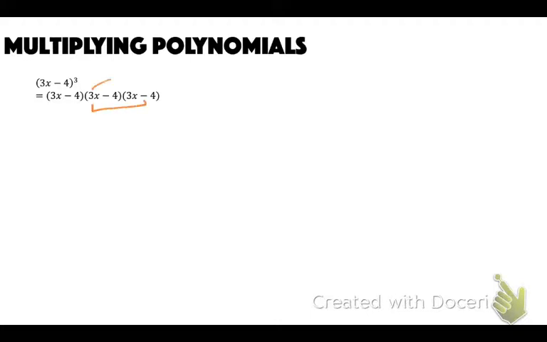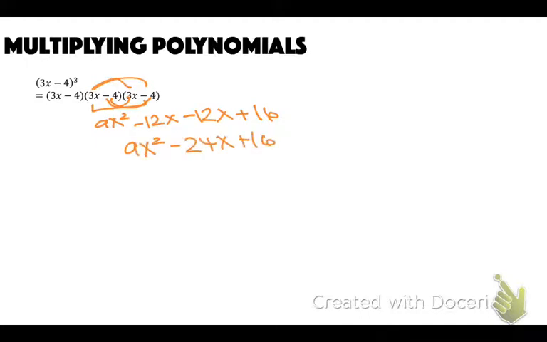So 3x times 3x is 9x squared. 3x times negative 4 is negative 12x. Again, negative 12x. And then negative 4 times negative 4 is 16. So that's 9x squared minus 24x plus 16. But we still need to multiply this one. So we still have that 3x minus 4.